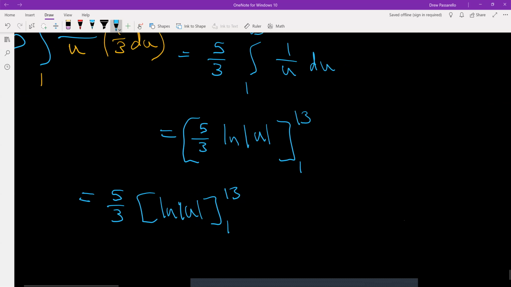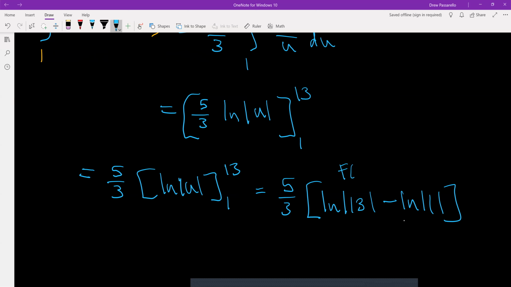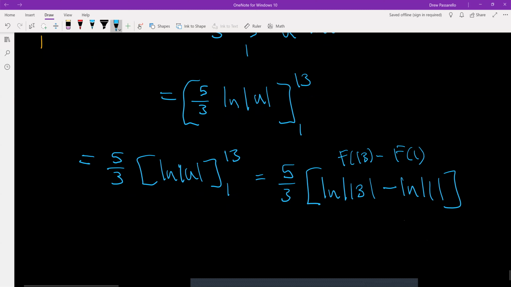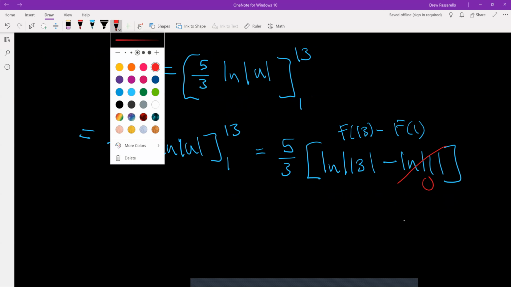And then I just apply the fundamental theorem of calculus. So it's going to be 5/3 times the natural log of 13 minus the natural log of 1. All right, that's my f of b minus f of a, or f of 13 minus f of 1, fundamental theorem. The natural log of 1 is 0, so that goes away, and I just have 5/3 times the natural log of 13.